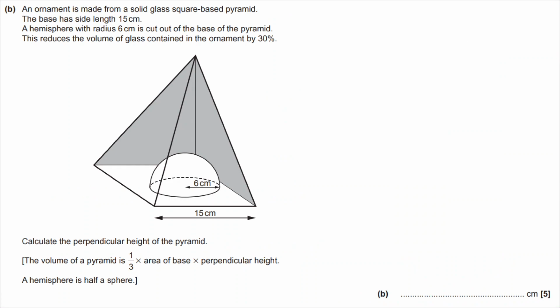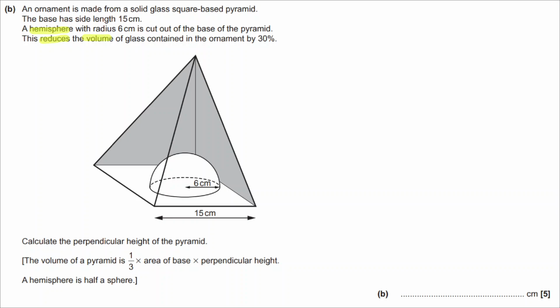Good. Now part B looks a bit more tricky. Let's have a read of it. An ornament is made from a solid glass square base pyramid, which is this square base pyramid here. The base has length 15, which we can see down here. If that's 15, that must also be 15 because it's a square. A hemisphere with radius 6 is cut out of the pyramid. A hemisphere is just half of a sphere. This reduces the volume of the glass by 30%.